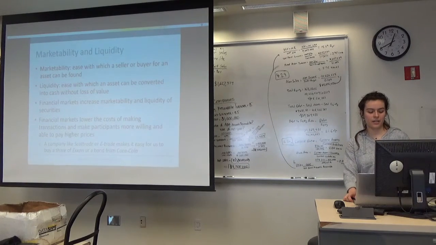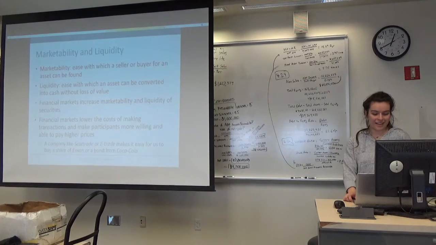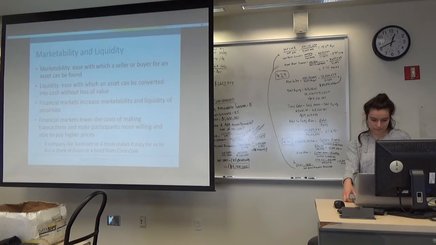Okay, and so then there are key concepts like marketability and liquidity. Marketability is the ease with which a seller or buyer for an asset can be found. Liquidity is the ease with which an asset can be converted into cash without loss of value. Financial markets increase this marketability and liquidity of securities, and they also lower the cost of making transactions and make participants more willing and able to pay higher prices.